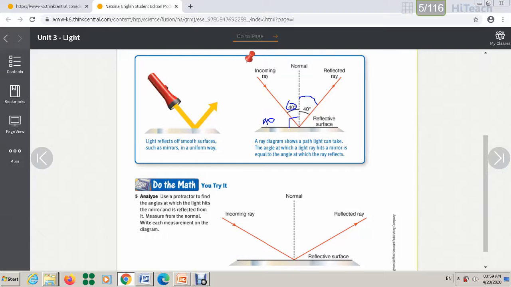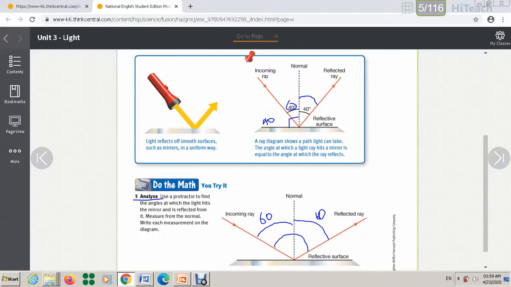The normal helps you to determine and to draw the reflected ray and to make it clear. As you know, for question 5, some students used the protractor to measure the whole angle. This one is wrong. The question is asking to measure the angle between the incoming ray and normal, the angle of incidence, and to find the angle between the normal and reflected ray, which is the angle of reflection. If you measure it, you will find this one is equal how much? 60, and this one is also 60 because of the law of reflection.